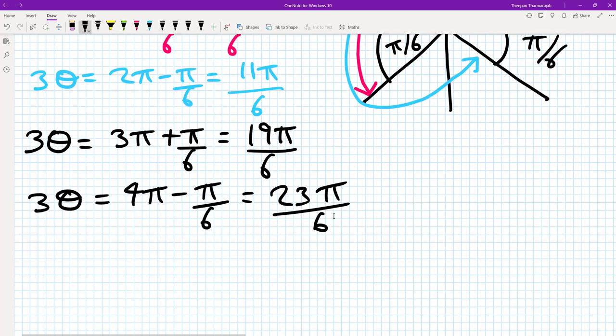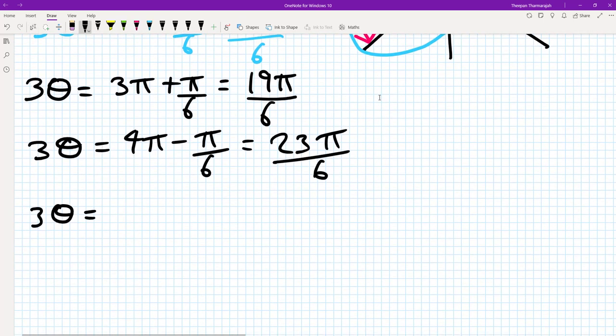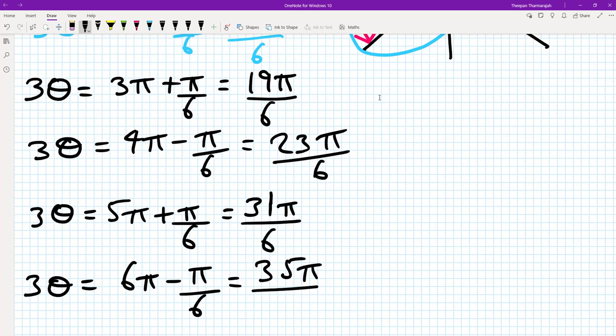Then we're going to do the solution after that. So we go around the cast diagram once, is 2 pi. Go around it again, the second time is 4 pi plus another pi. So it's 5 pi. So it's going to be 5 pi plus pi over 6. That's going to give me 31 pi over 6. And then the last case is 6 pi minus pi over 6, which is 35 pi over 6.